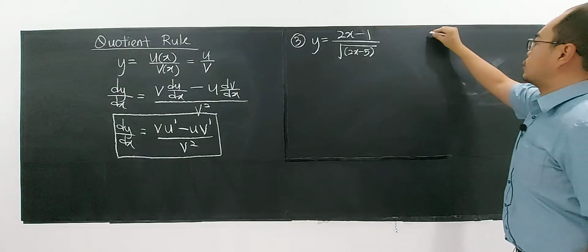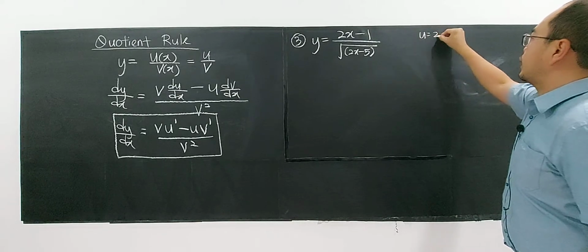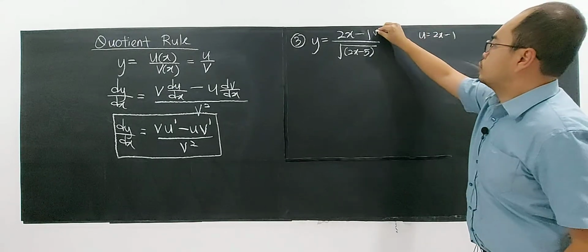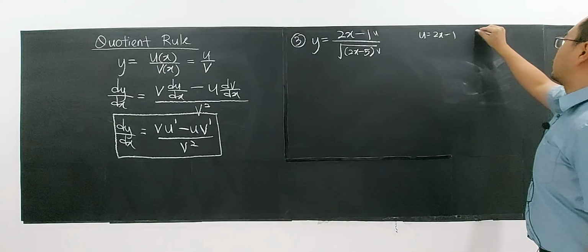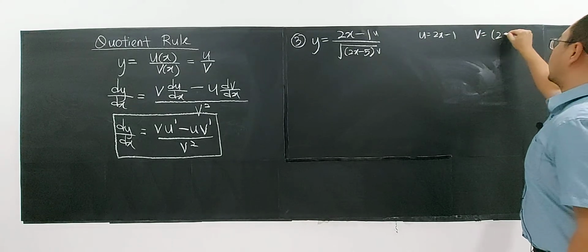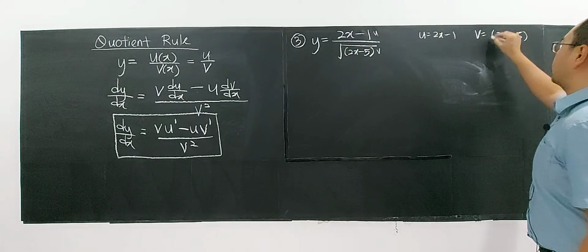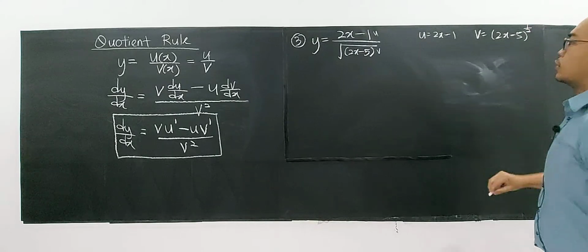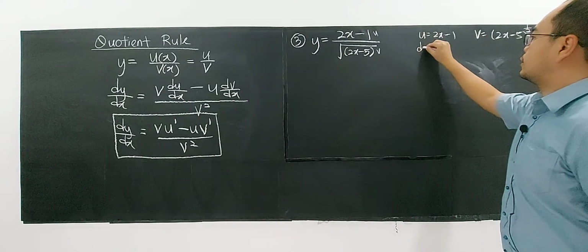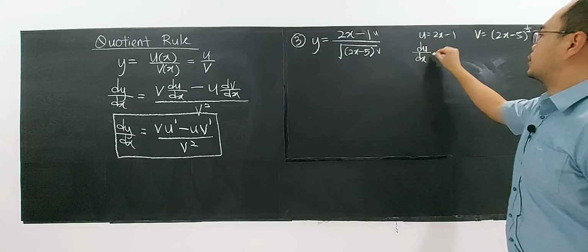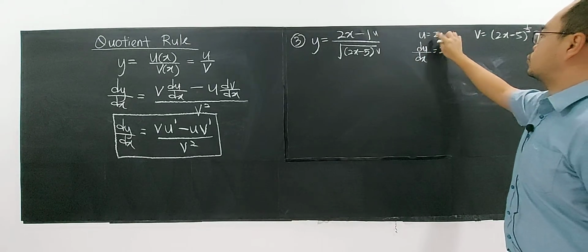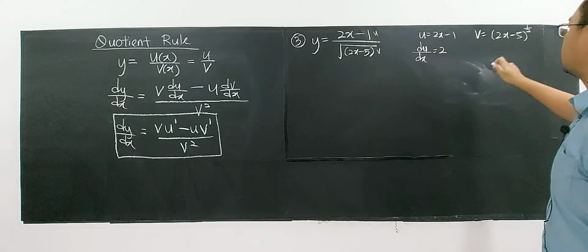So as you know, your u here in this case will be 2x minus 1, and your v will be 2x minus 5. The square root means the power 1 over 2 here. So du/dx, differentiate: differentiate 2x, you have 2. Differentiate the constant, you have 0.